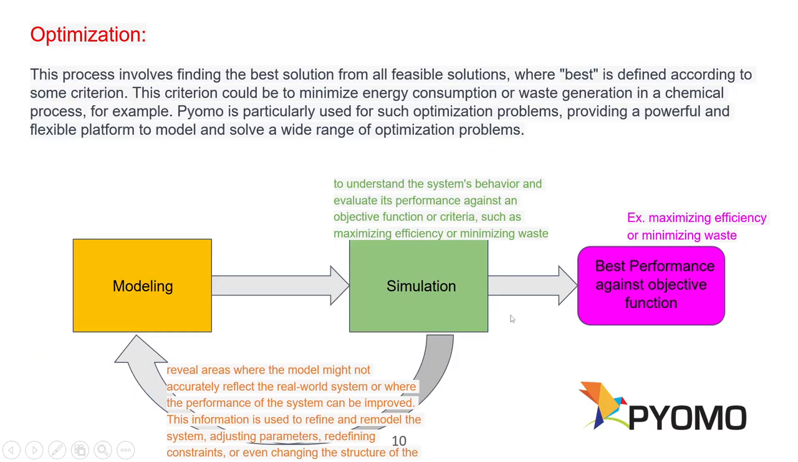And finally, we come to optimization. This process involves finding the best solution from all feasible solutions, where best is defined according to some criterion. This criterion could be to minimize energy consumption or waste generation in a chemical process. For example, Pyomo is particularly used for such optimization problems, providing a powerful and flexible platform to model and solve a wide range of optimization problems. So optimization is the iterative process between modeling and simulation. And when this iterative process is finished, it means that we get the best performance against objective functions. For example, when the efficiency is maximized or the waste is minimized.